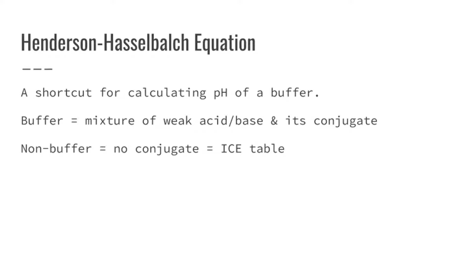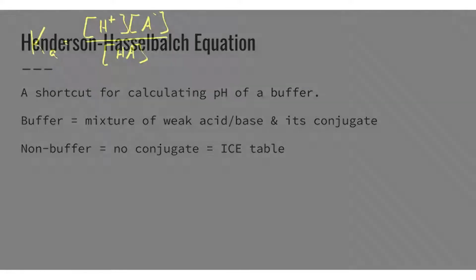Now, a buffer is the mixture of any weak acid or base and its conjugate acid or base. So if you don't have a buffer, if there's no conjugate, then you're not talking Henderson-Hasselbalch, and you'll need to use a nice table. But if you do have both, you're talking Henderson-Hasselbalch. And here is the Henderson-Hasselbalch equation.